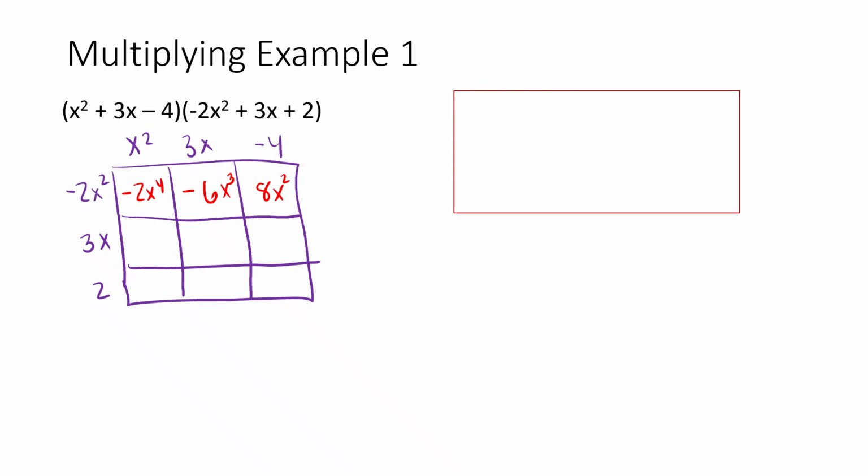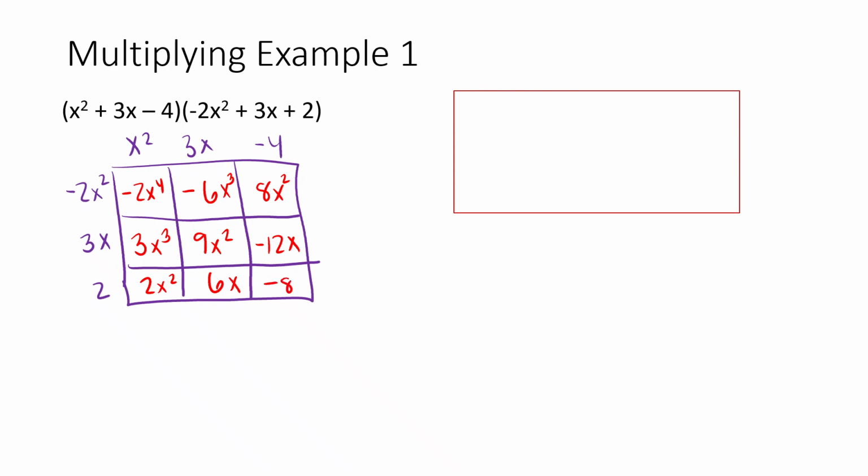Going down to the next row, we'll have 3x to the 3rd. Then 3x times 3x gives me 9x squared, and 3x times negative 4 is negative 12x. And now the bottom row, 2 times x squared is 2x squared. Then we'll have 6x and then negative 8.